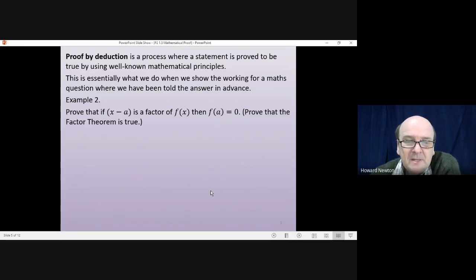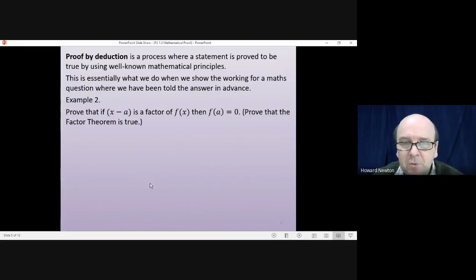Prove that if x minus a is a factor of f of x, then f of a is equal to 0. Now, we met this a couple of lessons ago. This is the factor theorem. So we're being asked to prove that the factor theorem is true: that if x minus a is a factor of f of x, then if I substitute x equals a into the function, I will get 0 for the answer.